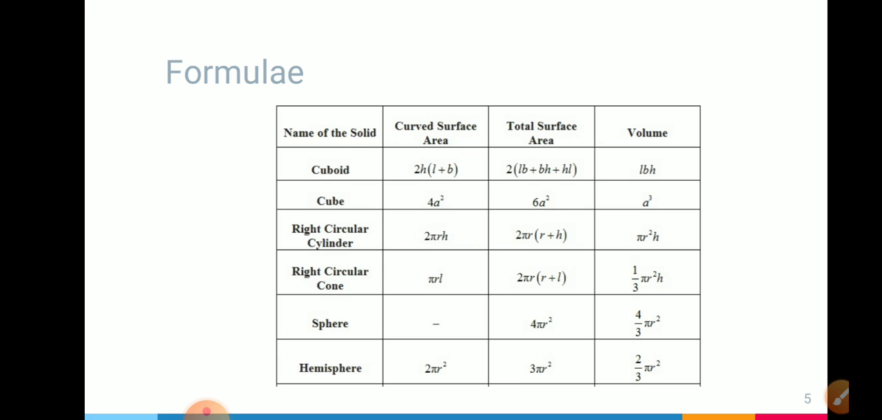So a quick glance at the volume of the various solids. The volume of a cuboid is LBH, of a cube is a cube, a right circular cylinder is pi r square h, a right circular cone is 1 by 3 pi r square h, a sphere is 4 by 3 pi r cube and a hemisphere is 2 by 3 pi r cube.